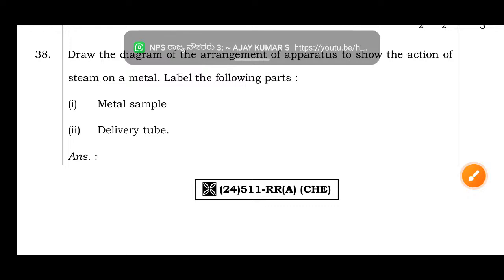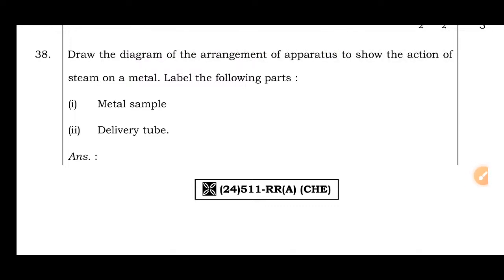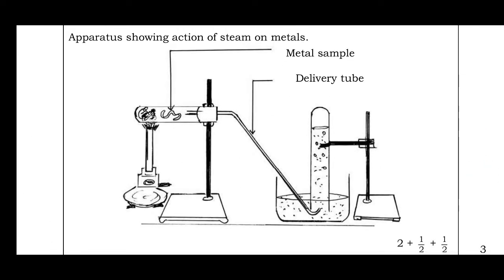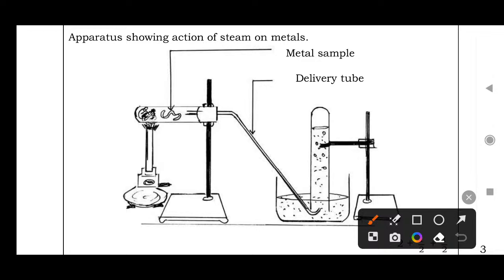Draw the diagram of the arrangement of apparatus to show the action of steam on metal. Label the following parts: metal sample, delivery tube. Metal sample and delivery tube. So this is the apparatus showing the action of steam on metals.